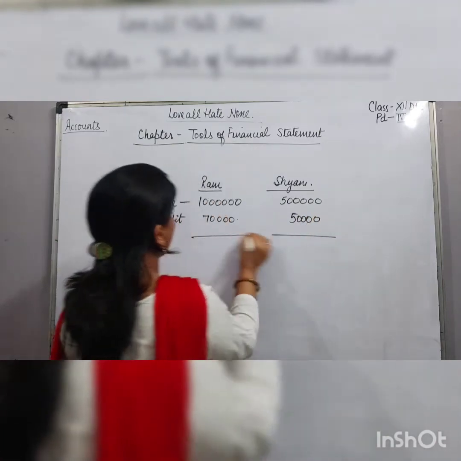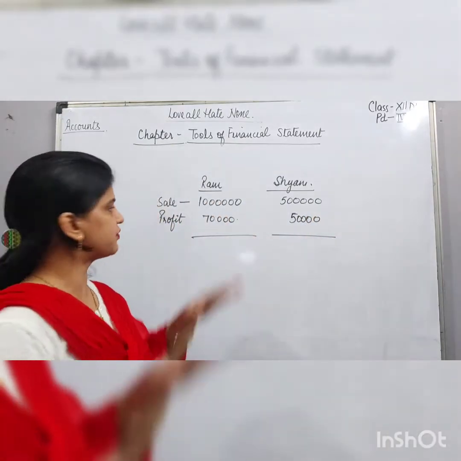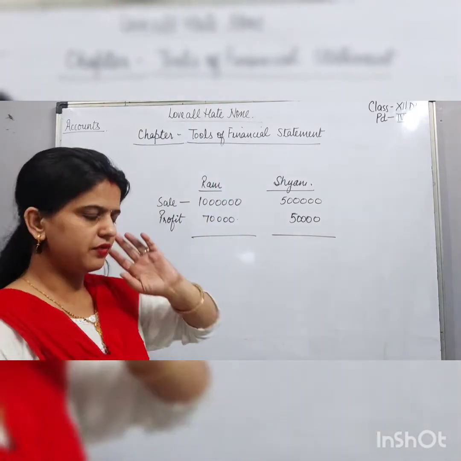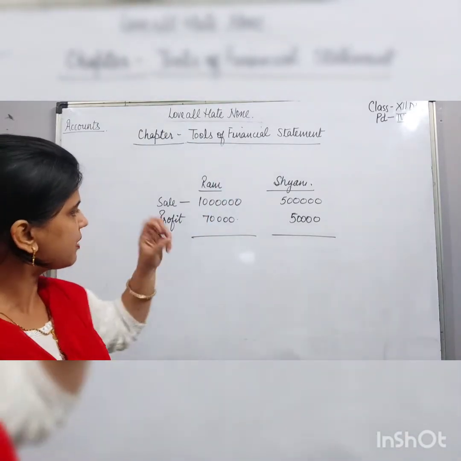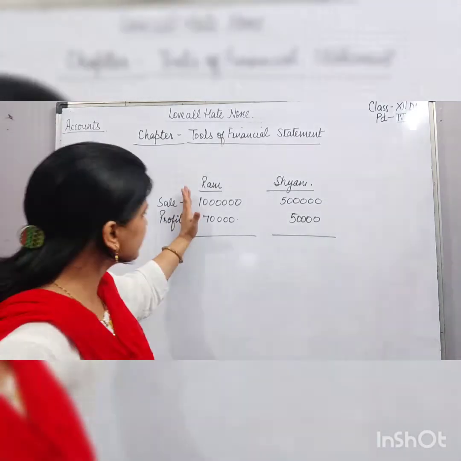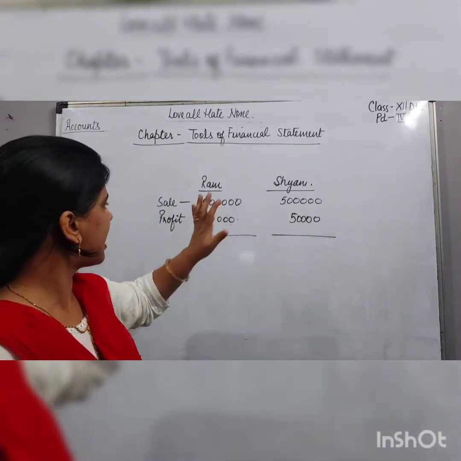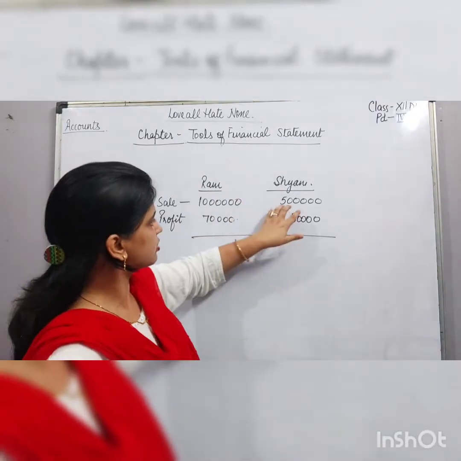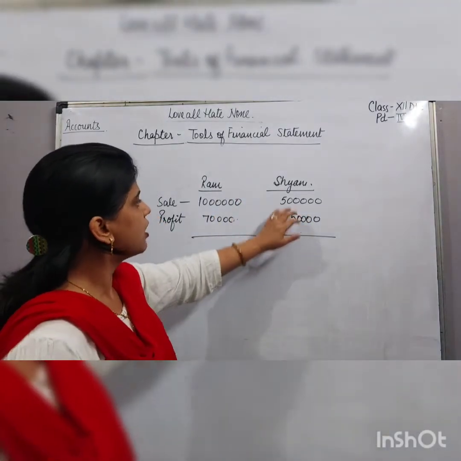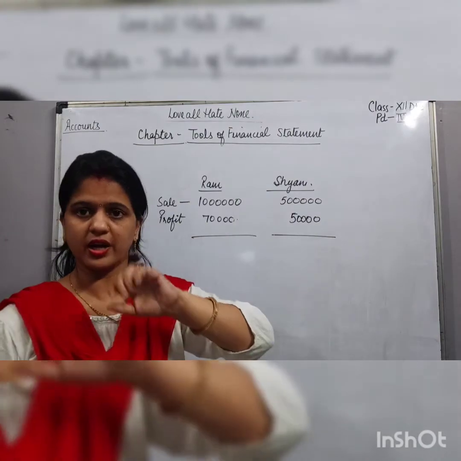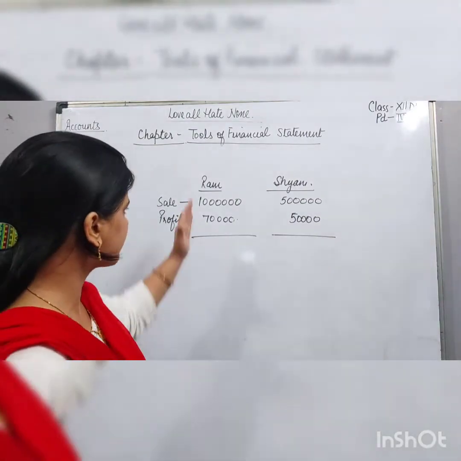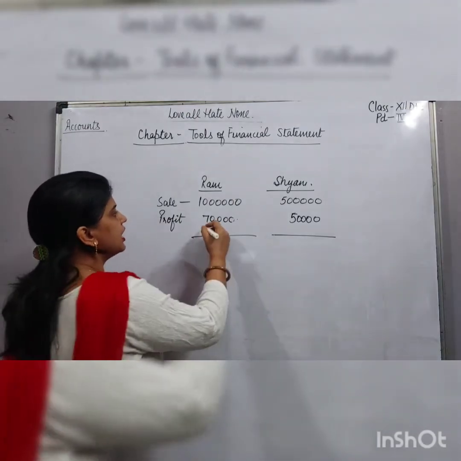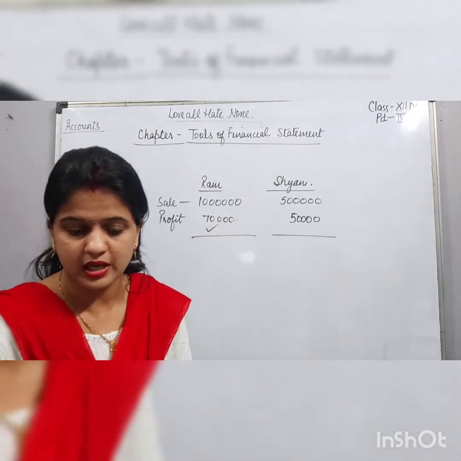So generally what happens, when we see these figures, we make up our mind about what this is. This is the sale of 10 lakh, sale is more and profit is also 70,000. Here the sale is less in comparison, and the profit is also less. Mostly, if we look at who is earning more profit, Ram or Shyam, we will say that Ram is earning more profit.